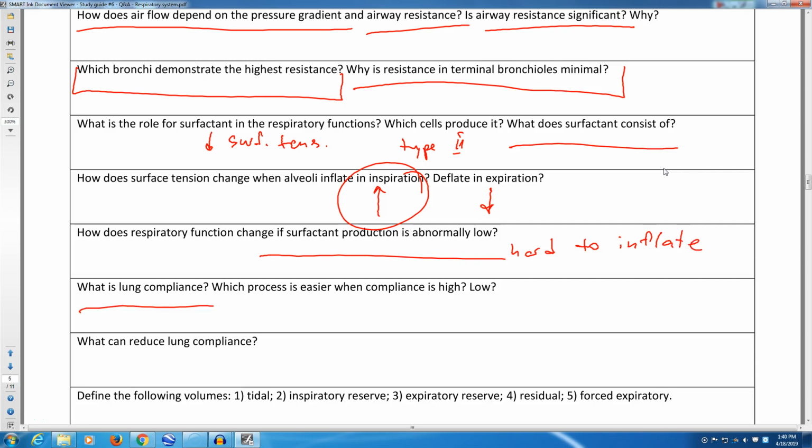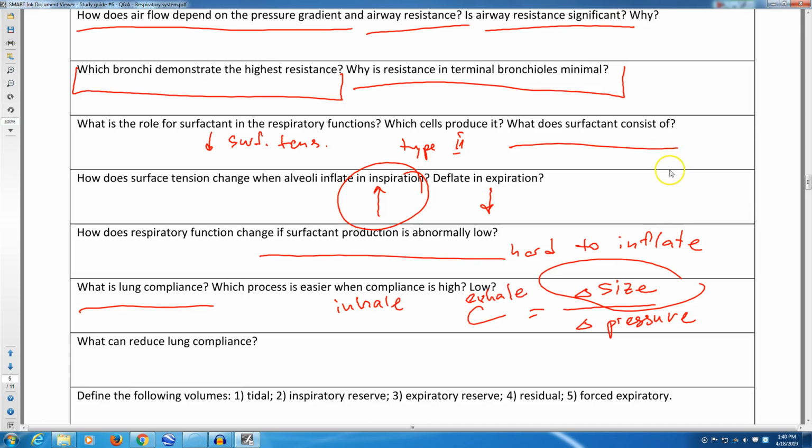Lung compliance shows you the change in the lung size at a given change of pressure. That's lung compliance. The higher the compliance, the more the lung will inflate at a given change of pressure. So basically, at high lung compliance, the lung is much easier to inflate, and at low lung compliance, the lung is much easier to deflate.